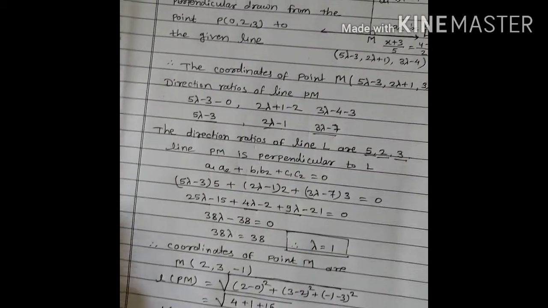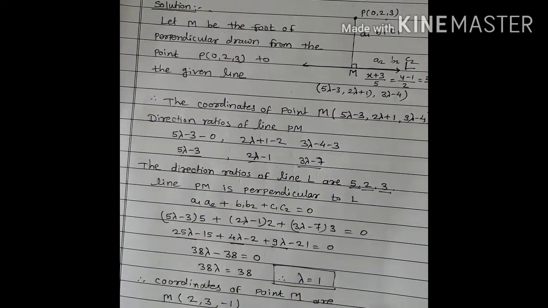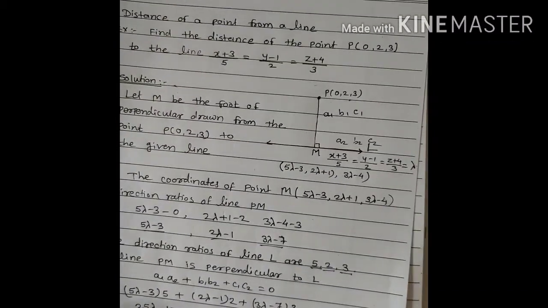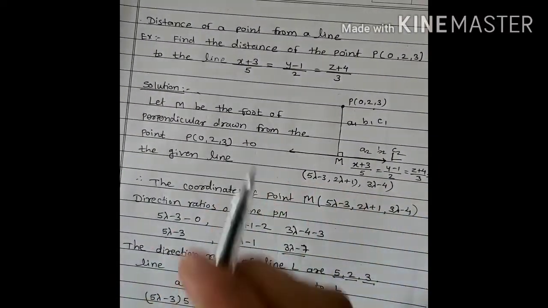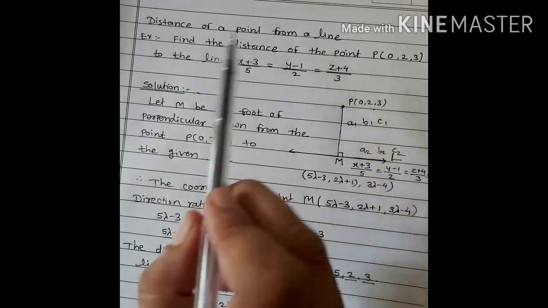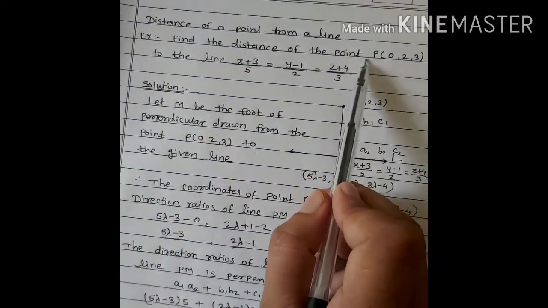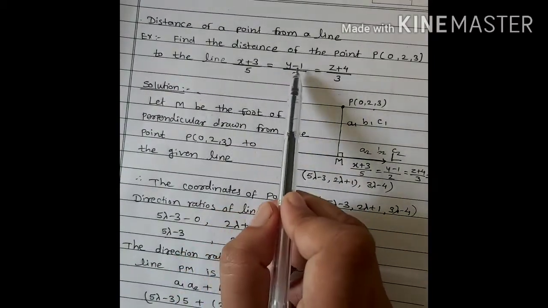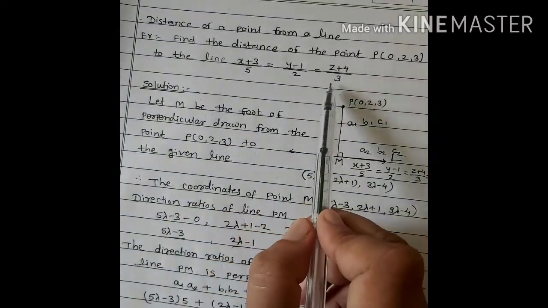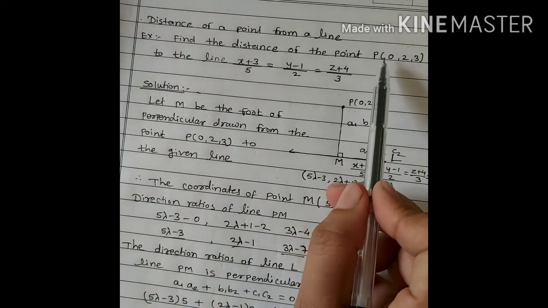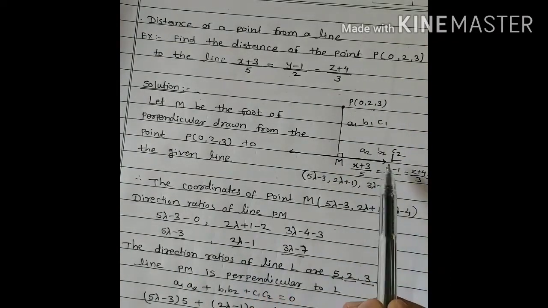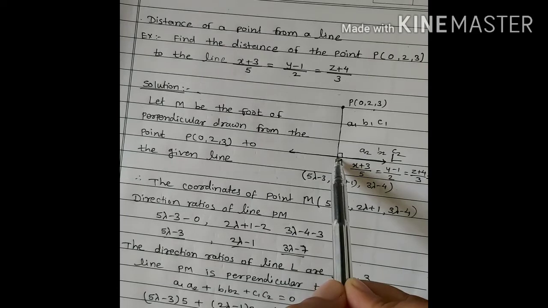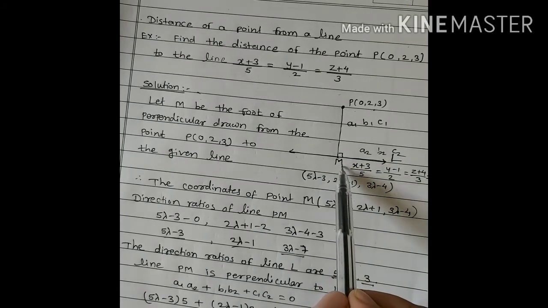This is the method for finding the length of perpendicular. I repeat again, let us see the calculations stepwise. Problem given here: find the length of perpendicular, that is the distance of a point from the line. Question: find the distance of point P with coordinates 0, 2, 3 to the line (x plus 3)/5 equal to (y minus 1)/2 equal to (z plus 4)/3. Point P is given, and the equation of line is also given, to find the distance of point from line. So the foot of perpendicular point is taken as M.